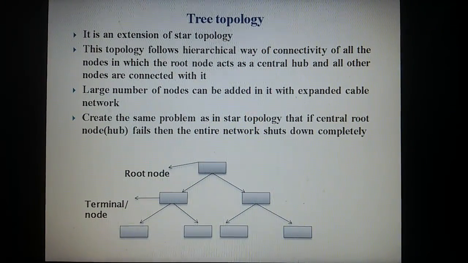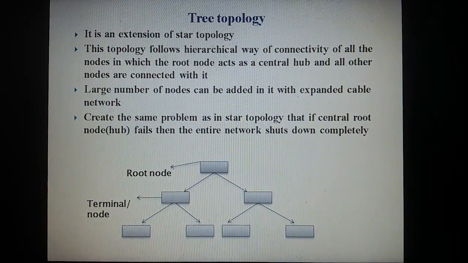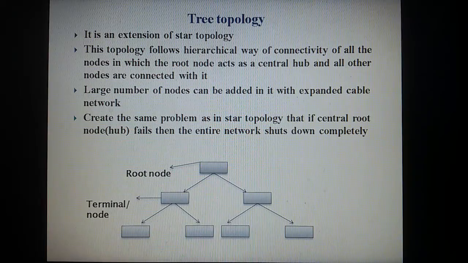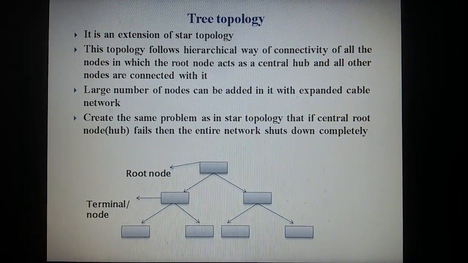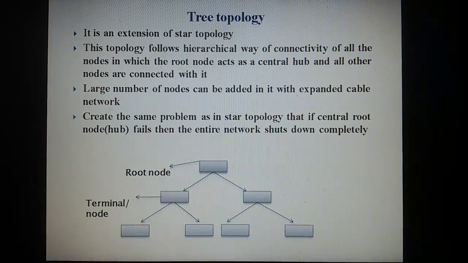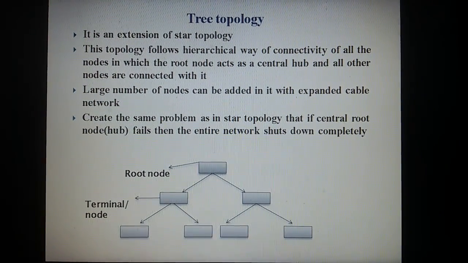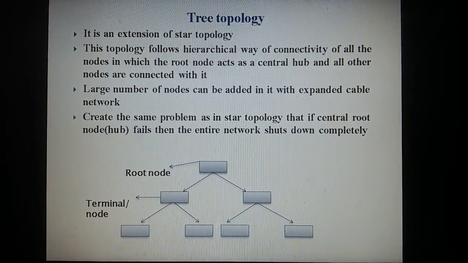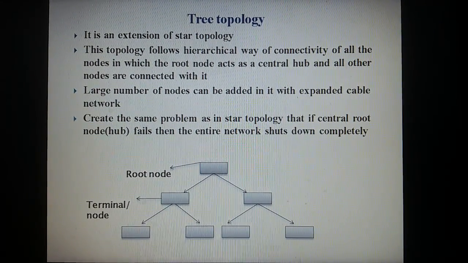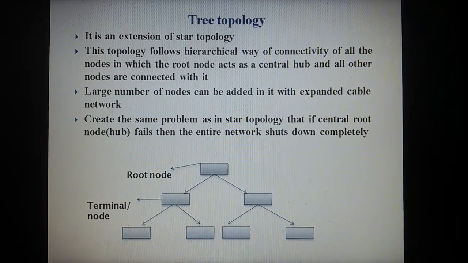Tree topology. It is an extension of star topology. This topology follows a hierarchical way of connectivity of all the nodes in which the root node acts as a central hub and all the other nodes are connected with it. A large number of nodes can be added to it with the extended cable network. It creates the same problem as in star topology, that if the central node or hub fails, then the entire network shuts down completely.